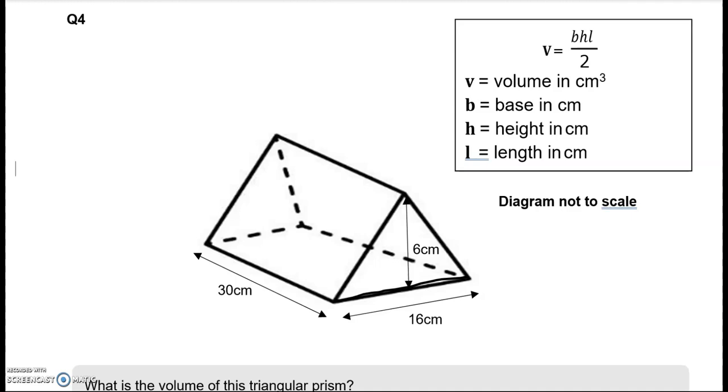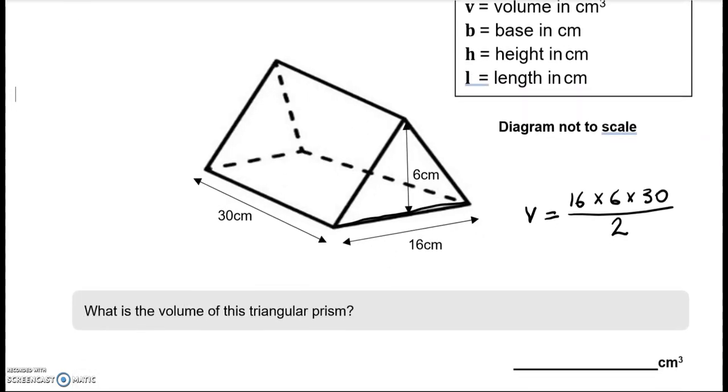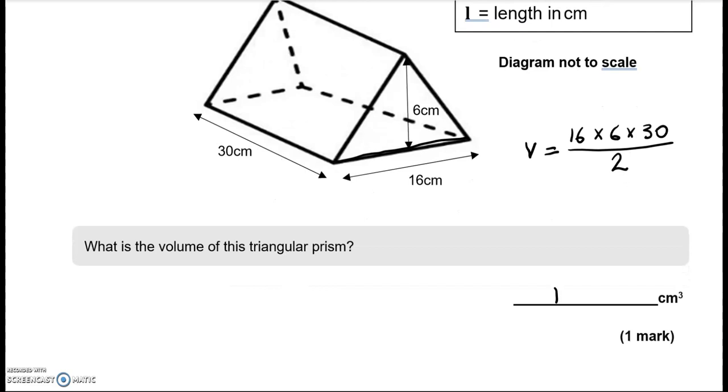So to work out the volume of the prism, we'll just multiply. So the base of the triangle is equal to 16. Height is equal to 6. And the length is equal to 30. This will all be divided by 2. So inputting this into the calculator gives us 1,440 cubic centimeters.